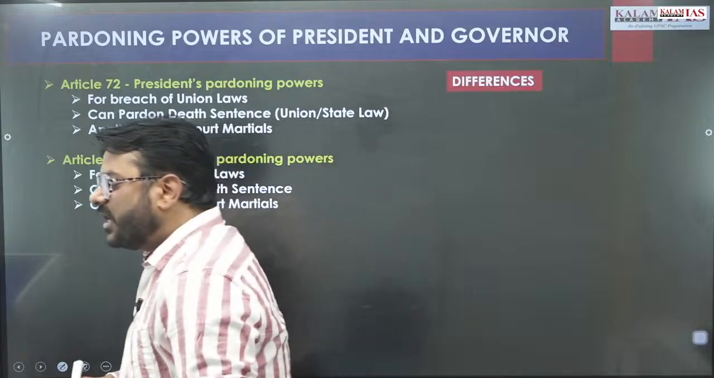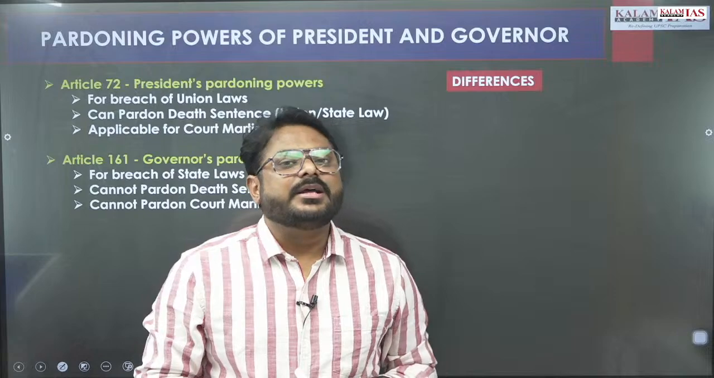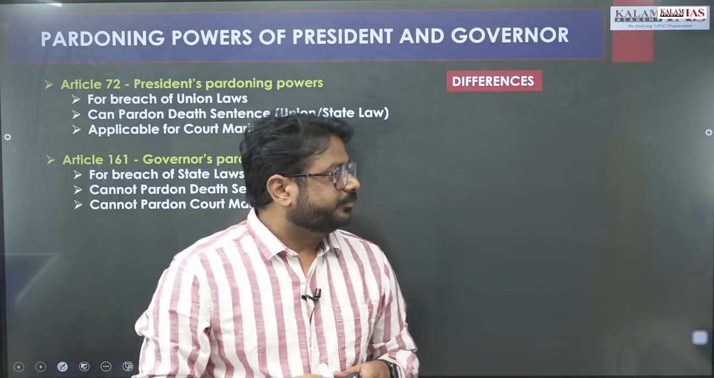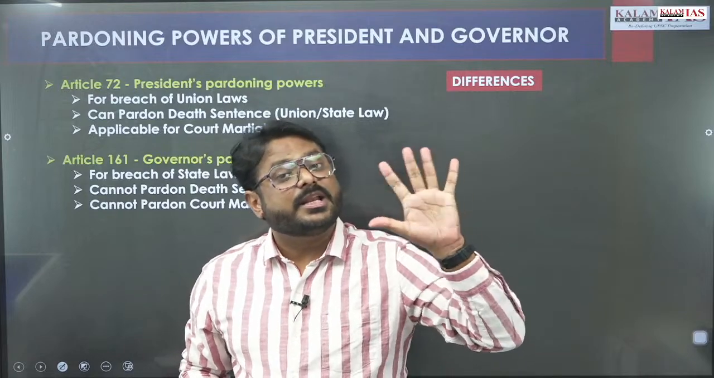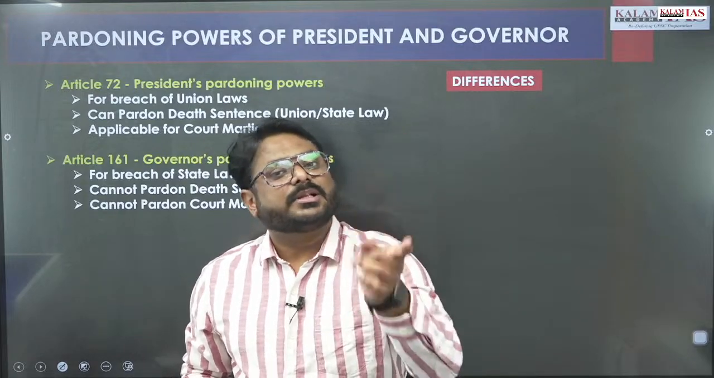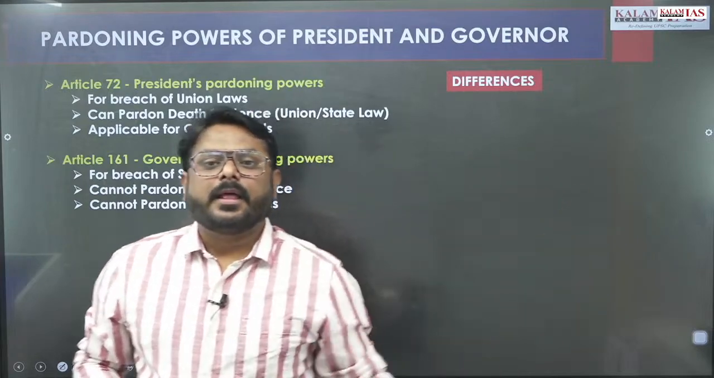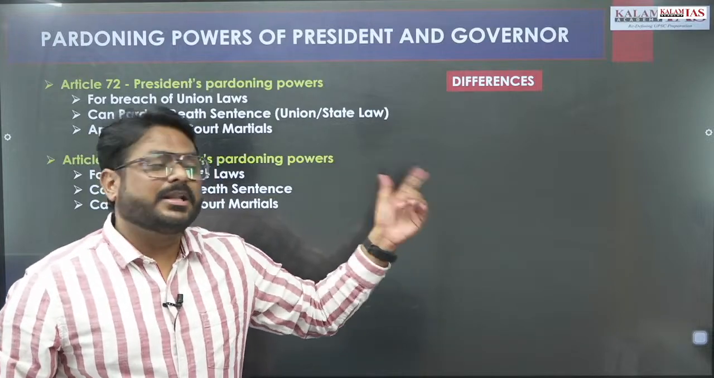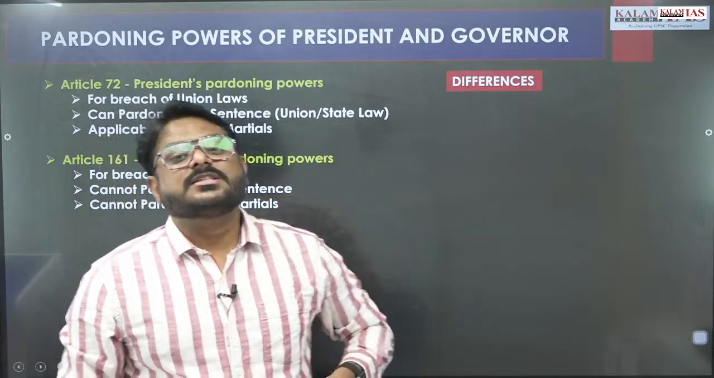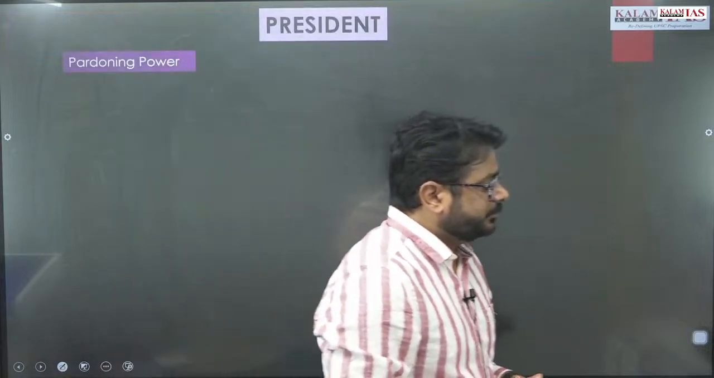So we have seen these differences between the pardoning power of the President and the Governor. That is, the President has the pardoning power even in case of the death sentence, whereas the Governor does not have. The President has the pardoning power applicable even for the court martial, but the Governor does not have such power, right? So I hope you have understood this.